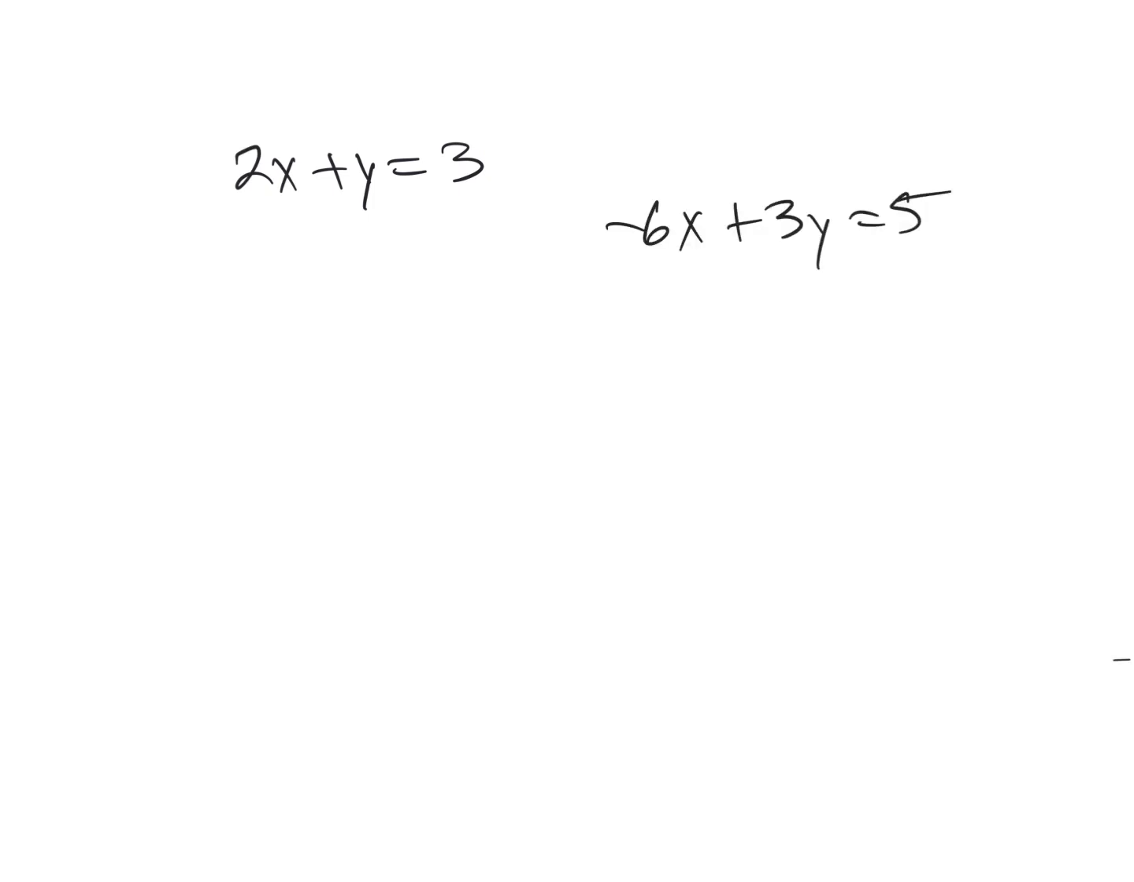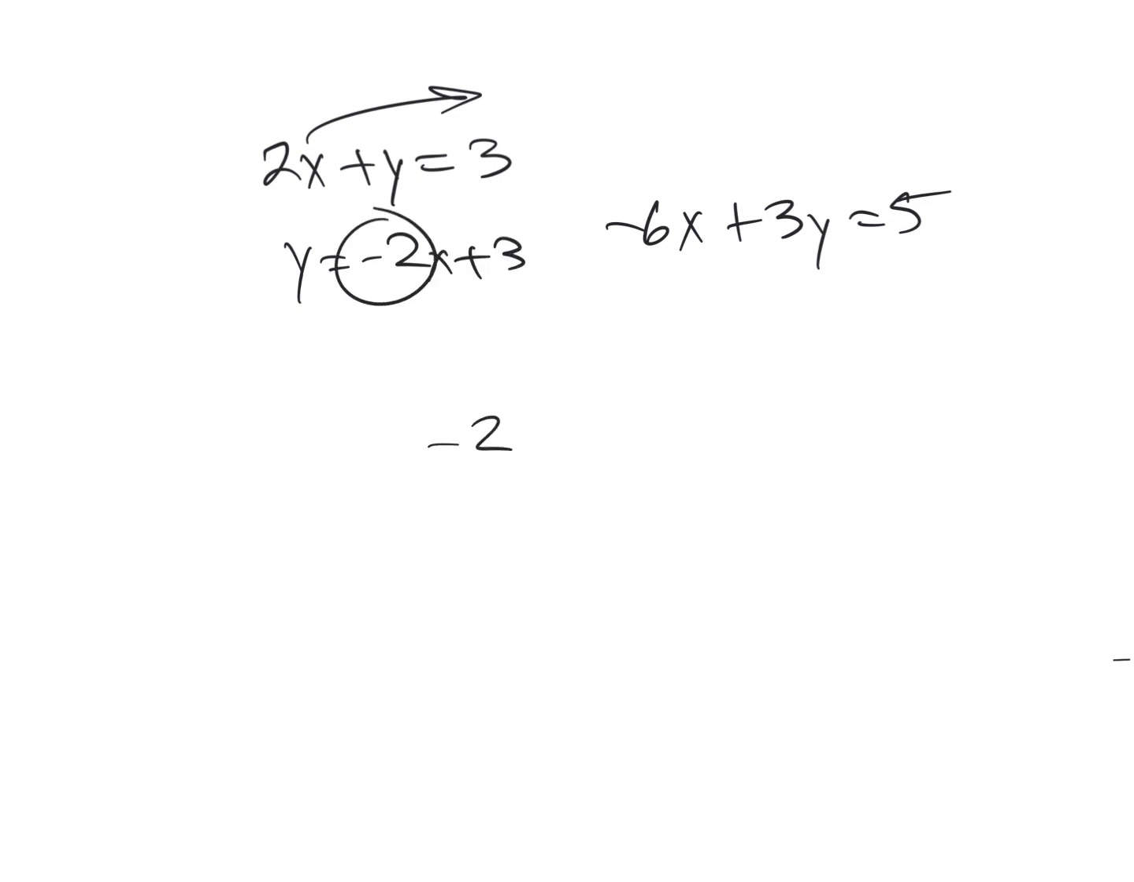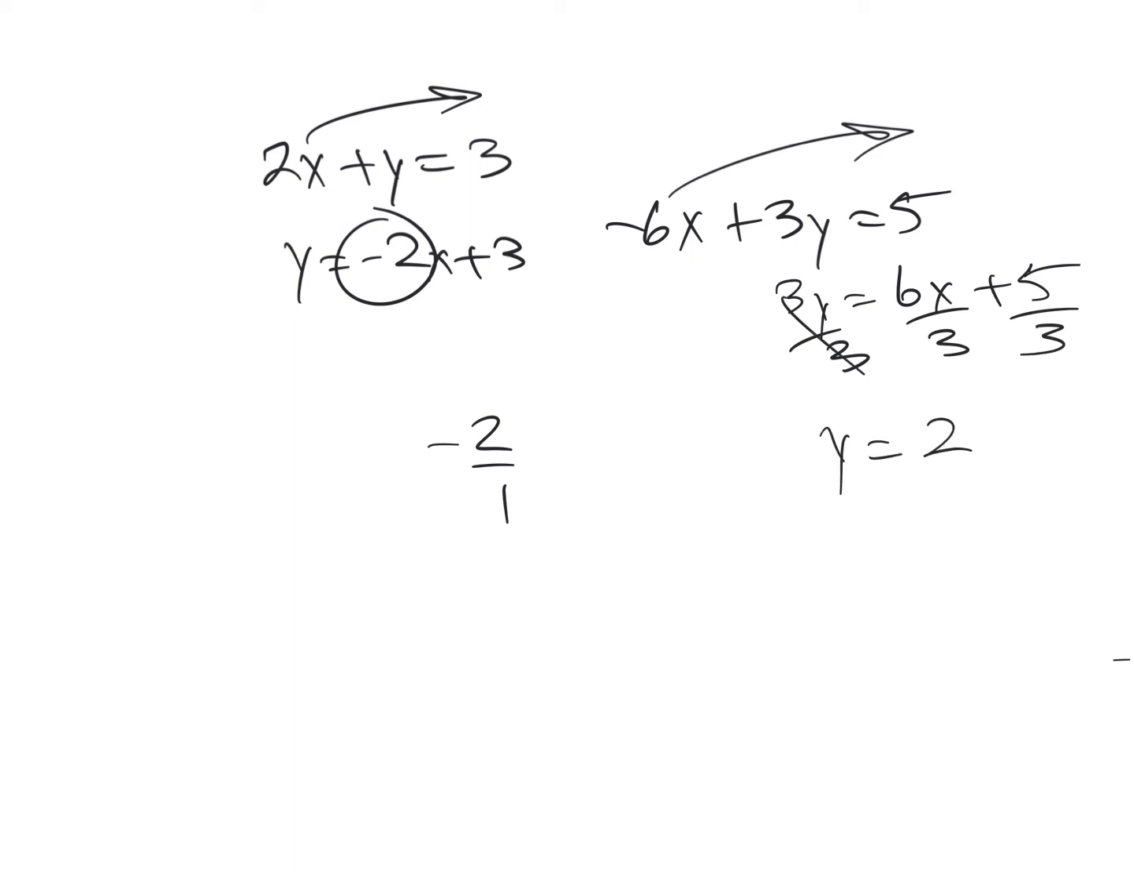Okay, so the first thing you should do is solve for y. So y equals negative 2x plus 3. So the slope is negative 2 over 1. Add 6x, divide off the 3. Y equals 2x plus 5/3. So that slope is 2 over 1. Neither.